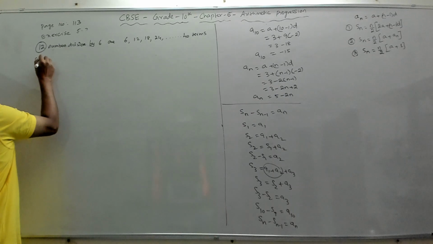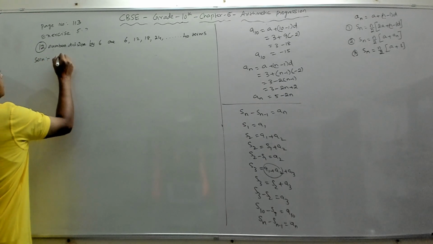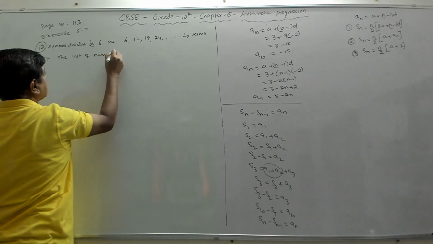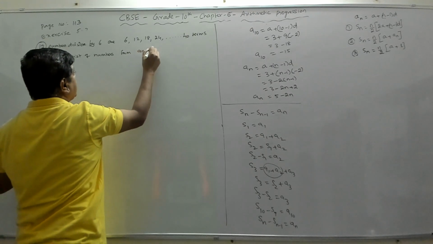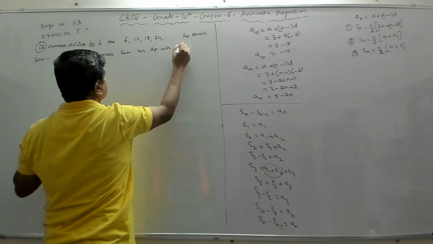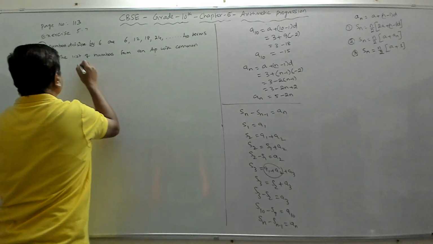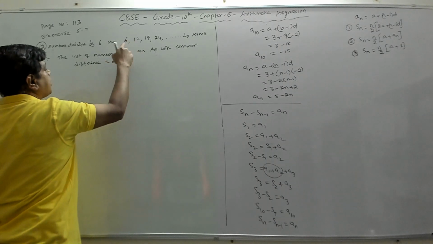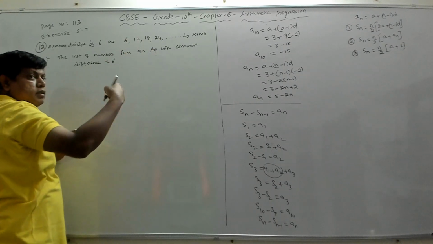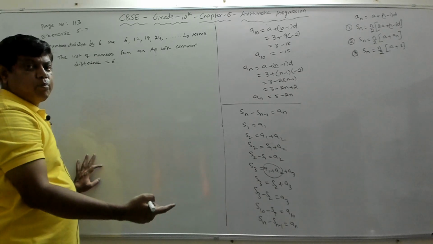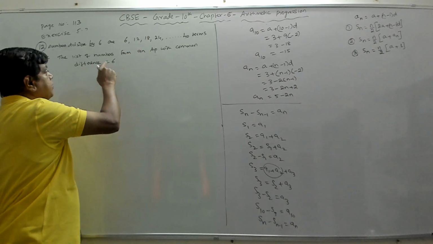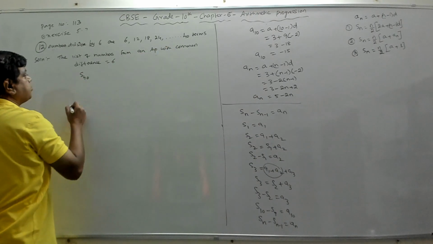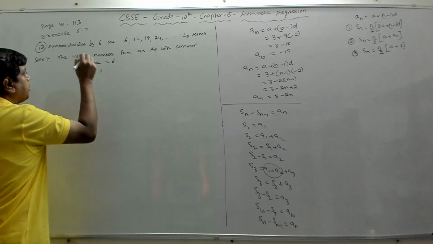So the solution is, we'll say the list of numbers forms an AP with common difference 6. Because for the multiples of 6, every number is 6 added to the previous number. So every term is 6 added to the previous term. So it is an AP. Now we have to find the sum of 40 terms, which means we have to find S40.